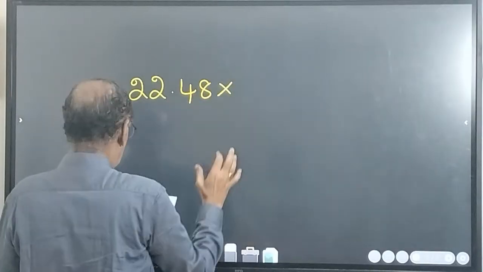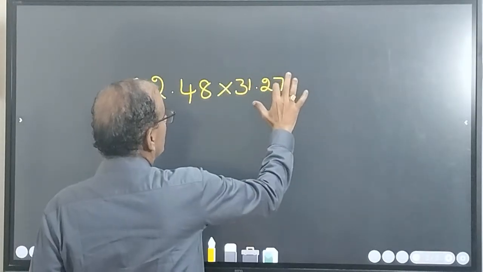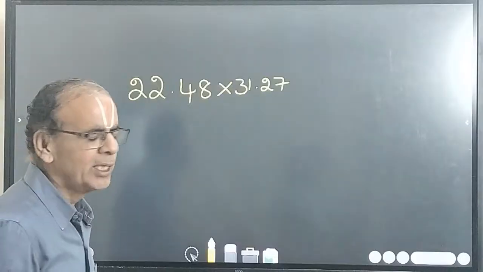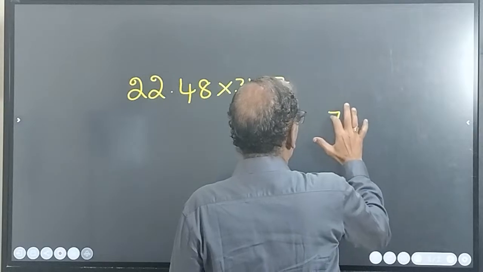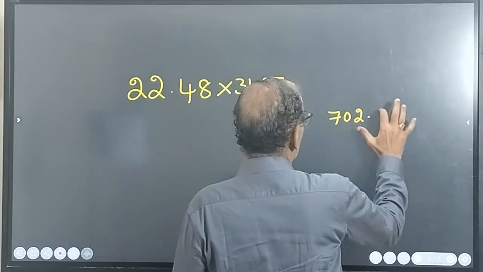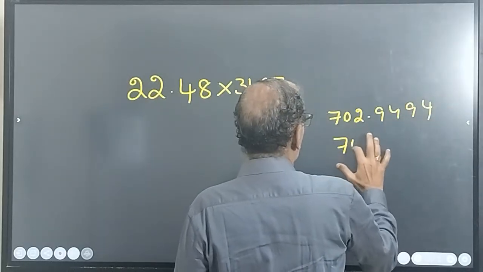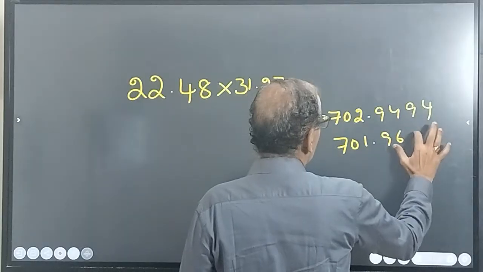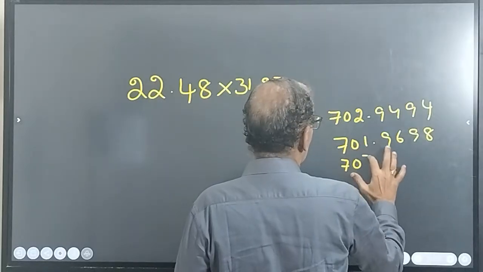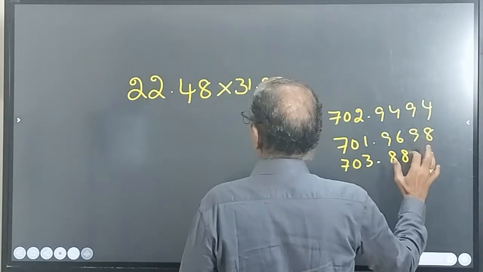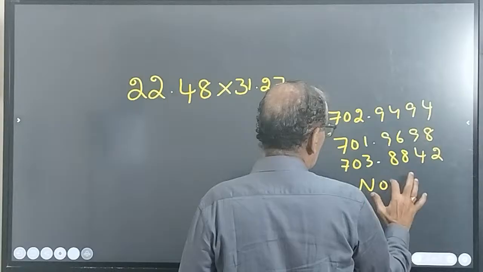22.48 into 31.27 how much? நீங்கெல்லாம் எழுத போறதெல்லாம் multiple objective type exam. Suppose the options are like this: 702.9494, 704.9698, 703.8842. Suppose the fourth option is none of the above.